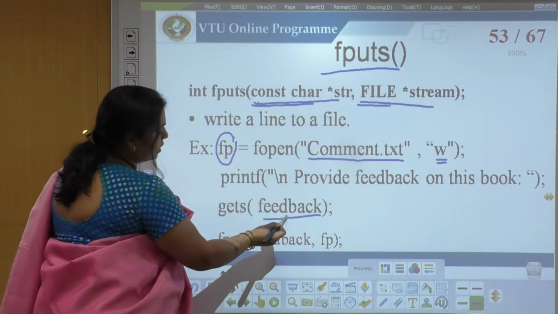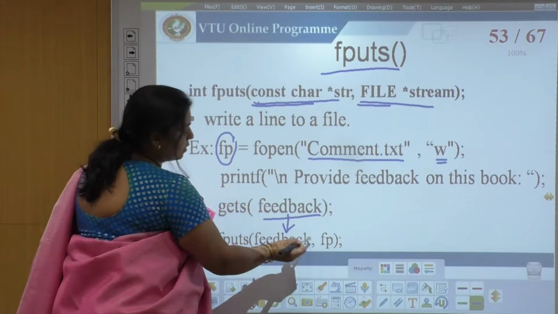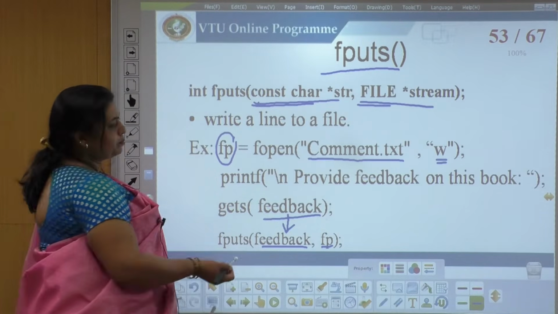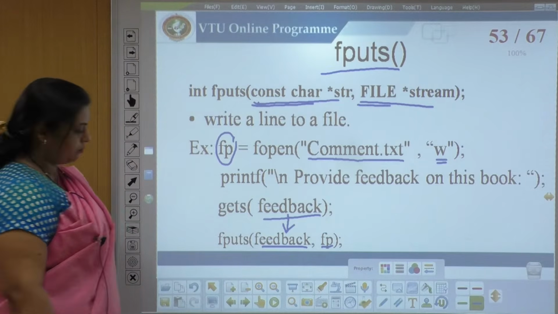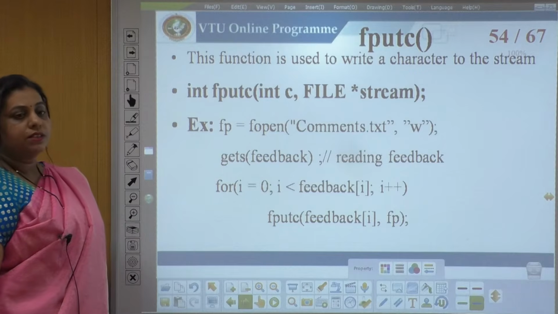So what has to be put into the file? Feedback. Which file? Which is pointed by fp. Which file is pointed by fp? This is comment.txt is pointed by fp. Next function is putc.